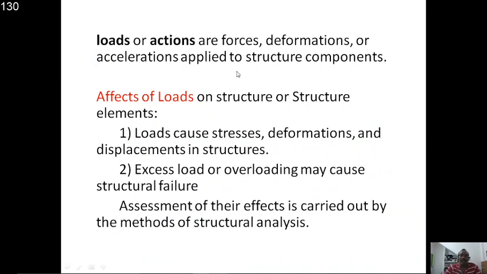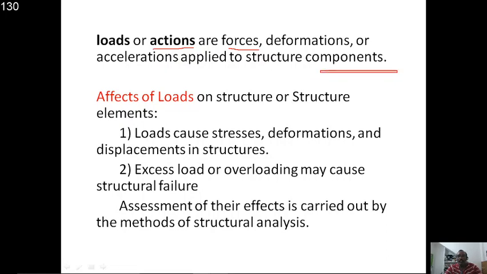So the loads or actions are forces, deformations or accelerations applied to structural components. What we can say is, loads are actions. We are saying that loads are not only simple things, they are actions. They act to bring the structure into an unstable condition, in the form of forces and deformations. You understood that it is subject to deformations.